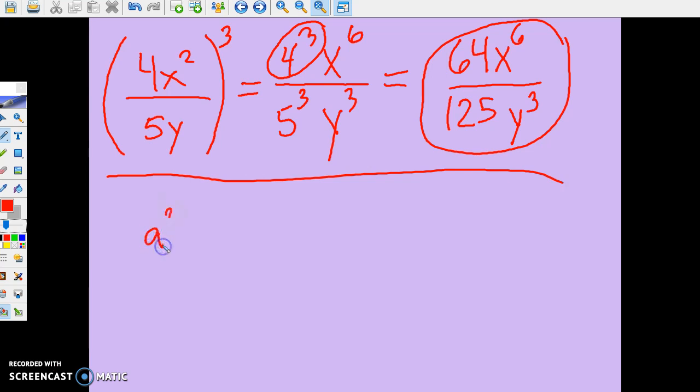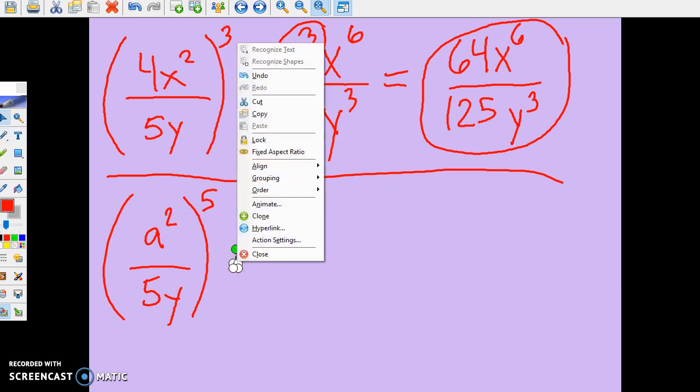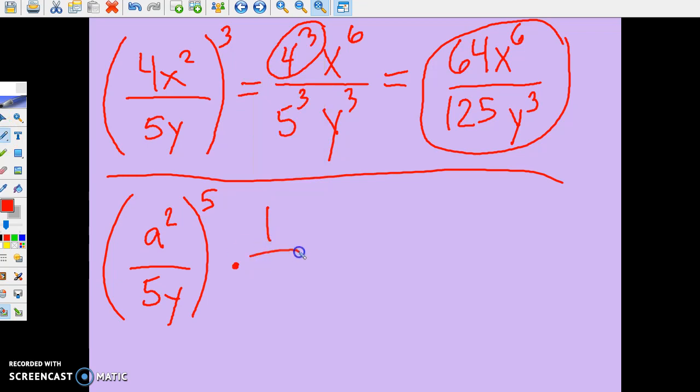What if you have a squared over 5y, and then inside parentheses, this is all being raised to the power of 5, and we're going to multiply this all by 1 over 2a squared. So the first thing you want to do is simplify what's in parentheses. Everything inside parentheses needs to get raised to the power of 5. So what that would look like is you would have a to the 10th power, because it's a power to a power, so you multiply.